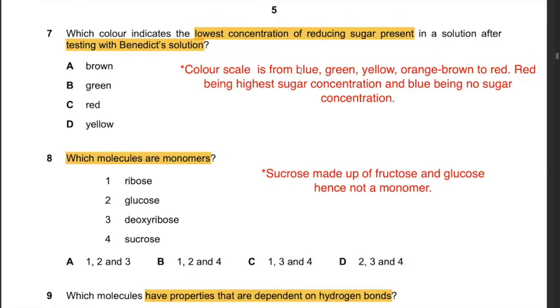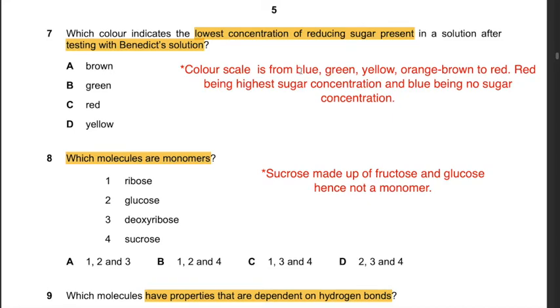Question 7. Which color indicates the lowest concentration of reducing sugar present in a solution after testing with Benedict solution? Now, when you test a substance with Benedict solution, the color scale is from blue to green, green to yellow, yellow to orange brown, and then last to red. Red being the highest sugar concentration and blue being no sugar concentration. Since they are asking about the lowest concentration of reducing sugar present, it should lie towards the left end of the color scale, that is from blue.